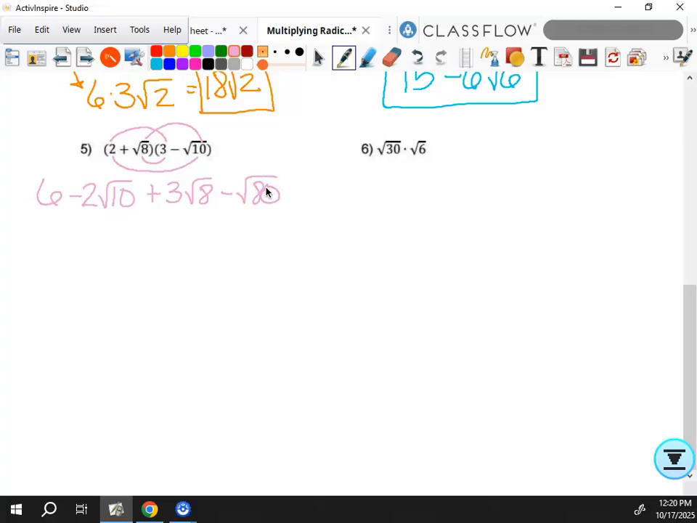Okay. At this point right now, can I combine anything? No. But I think I can reduce most, maybe all of those, so I need to try and reduce them. 6 I can't do anything with, right? 2 square root of 10. Well, 10 is just 2 and 5. And then I can't do anything with it, right? So it just stays minus 2 square root of 10. You with me? Can't reduce that one at all.